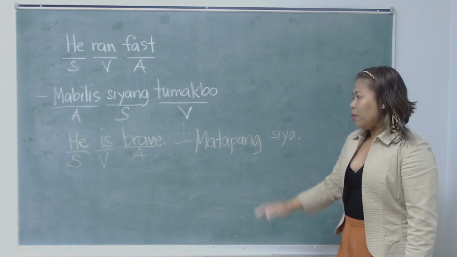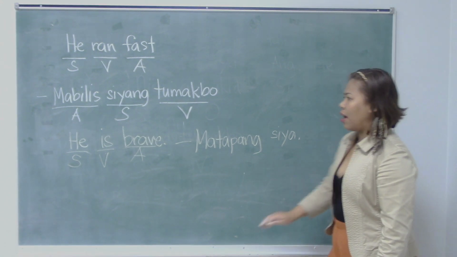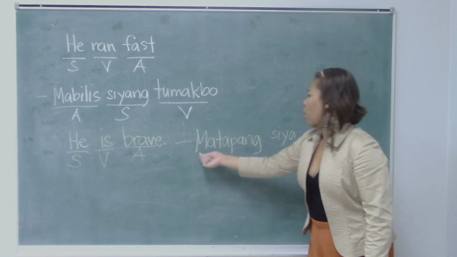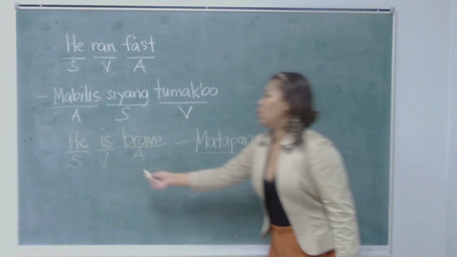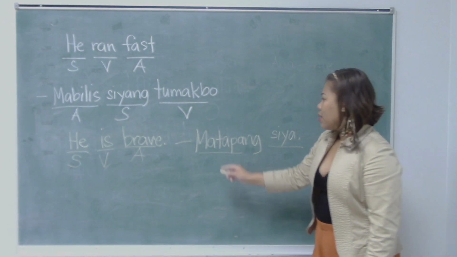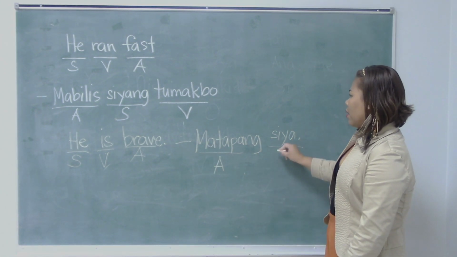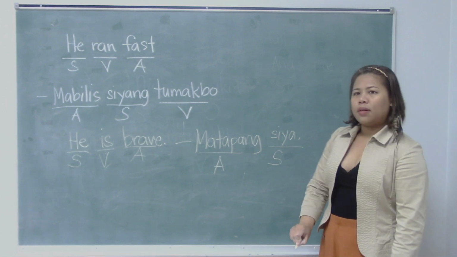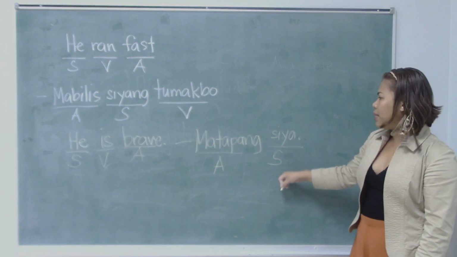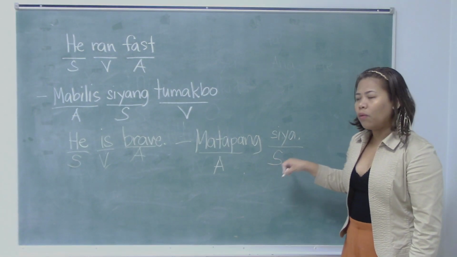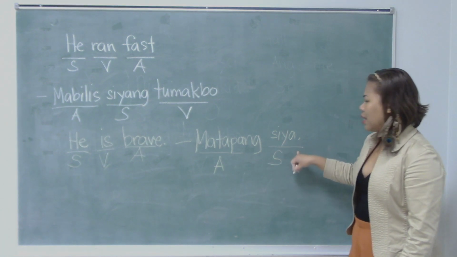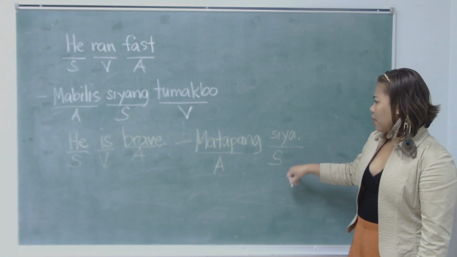This is it. In Filipino, we say matapang siya. He is brave. Now, what do we lack here? We don't have the verb anymore. So, we just have the adjective and we'll have the subject. And this sentence is complete. So, we can already understand matapang is brave, siya is the subject.